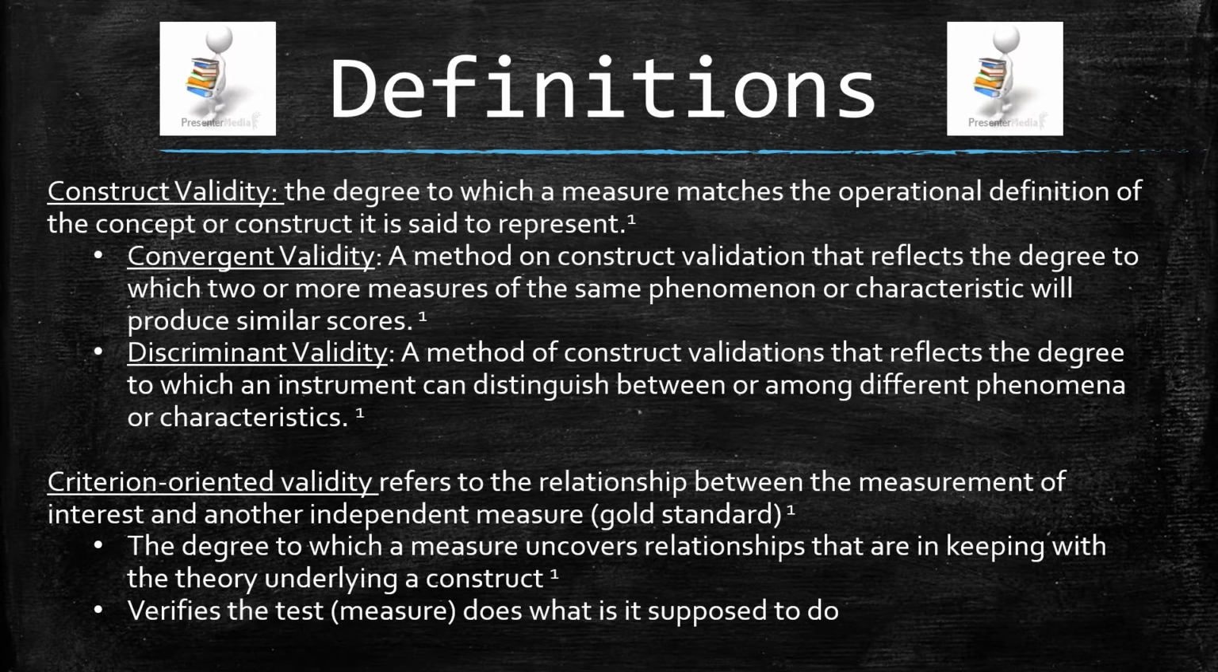Convergent validity reflects the degree to which two or more measures of the same phenomenon or characteristic will produce similar scores. On the other hand, discriminant validity reflects the degree to which an instrument can distinguish between or among different phenomena or characteristics. To determine whether the construct validity is either convergent or discriminant, criterion-oriented validity is used. A test or measure must be compared to the gold standard in order to prove convergent or discriminant validity. For clarification, criterion-oriented validity refers to the relationship between the measurement of interest and the gold standard.